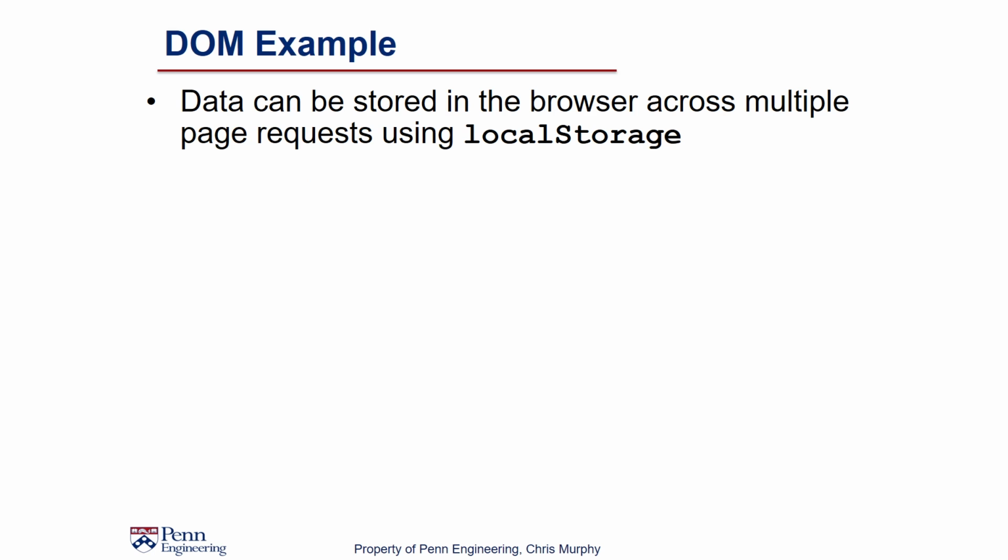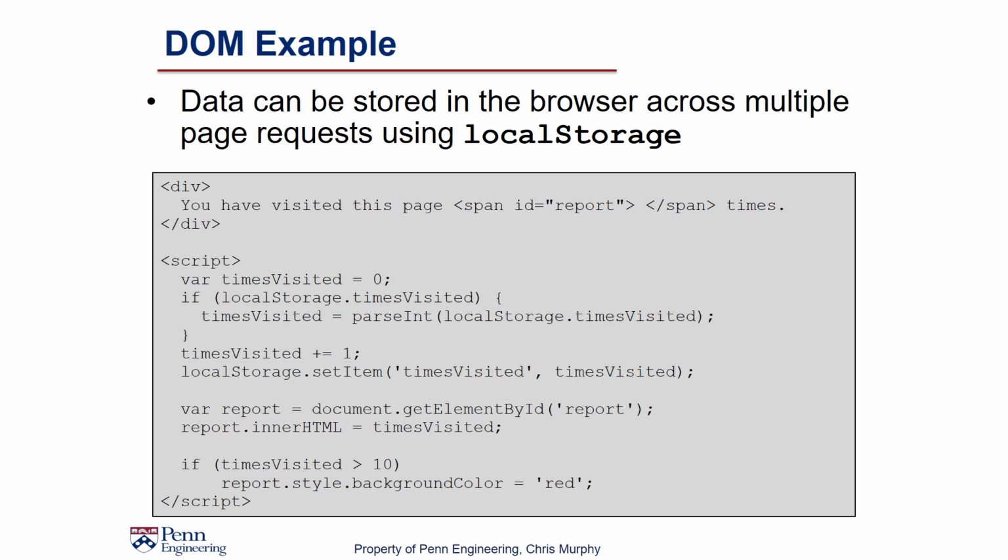Now we'll of course see many more examples of using JavaScript to manipulate our HTML, but what if we wanted to store some data across multiple page requests? We can use another global variable called local storage. Here we have some HTML at the top that includes a span, which we'll call report, which is going to report the number of times we've visited this page.